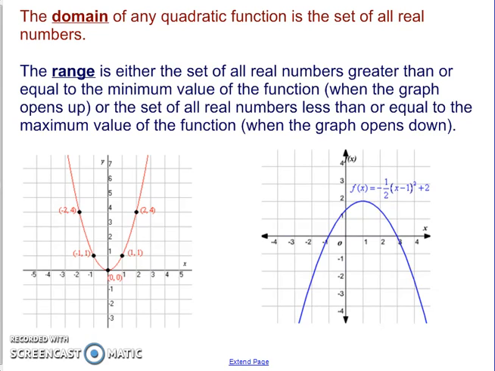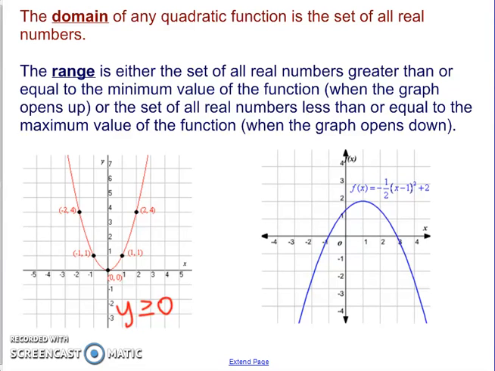The range is dependent on the vertex point. So if your graph opens up like the one on the left, the vertex is a minimum point. So you would find your vertex, and the range has to do with our y values. So since our graph is going up, our range would be y is greater than or equal to whatever the y value is of our vertex. So here our vertex is (0, 0), so the y value is 0. And if you look at the graph, it makes sense because all of the y values are positive. The graph is going up.